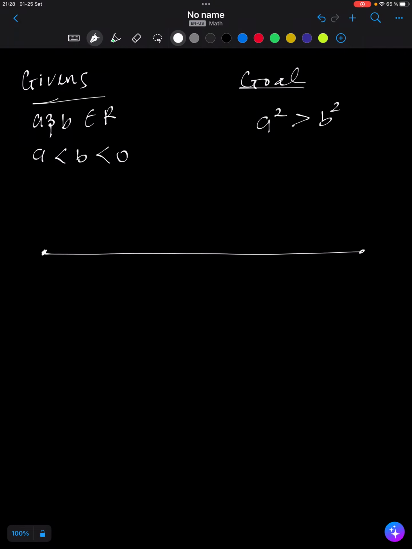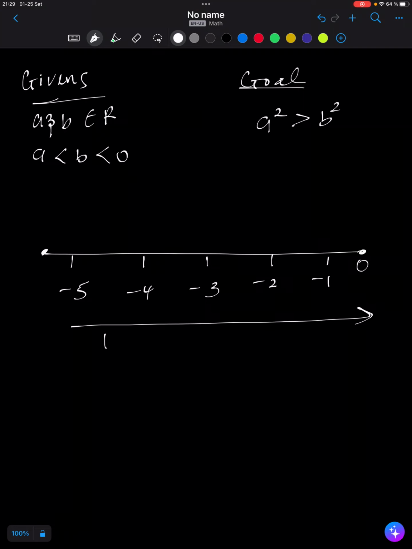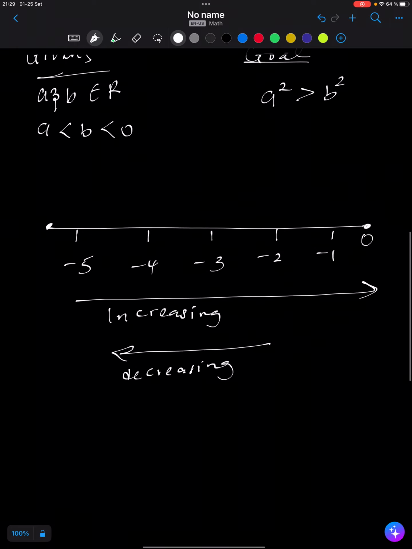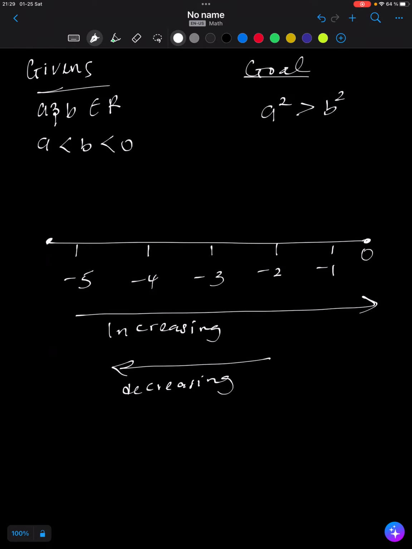So if we think about a number line, this is not a proof, this is just a way to think about it. This is our 0 point, and so we have -1, -2, -3, -4, -5. It increases in this direction and decreases in this direction. And what we know is that both of them belong to the real numbers.